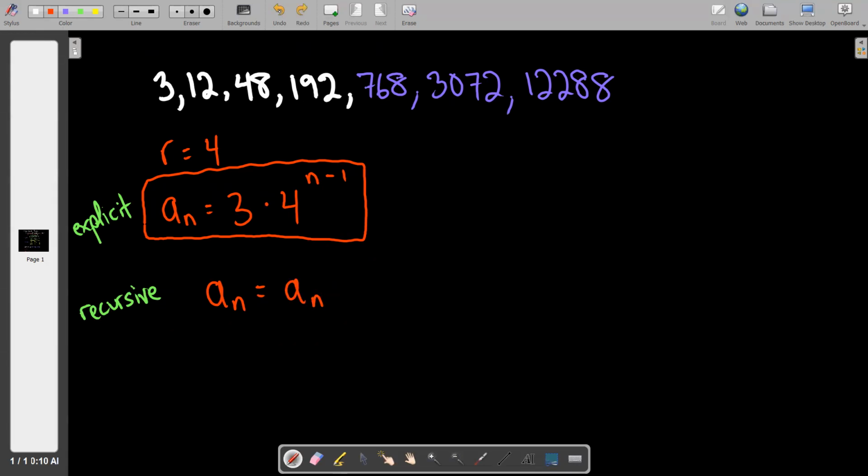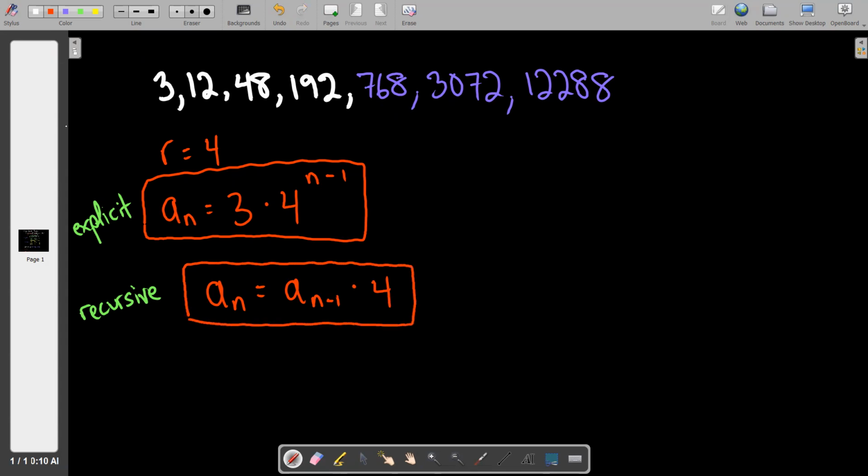Yep. And again, instead of putting times r, what should we put? Times 4. Good job, times 4. You can't replace a sub n minus 1 because we don't know what it is. Like, it doesn't make sense. I don't know what comes before any term because I don't know what the term is. But this is what the recursive formula would look like.